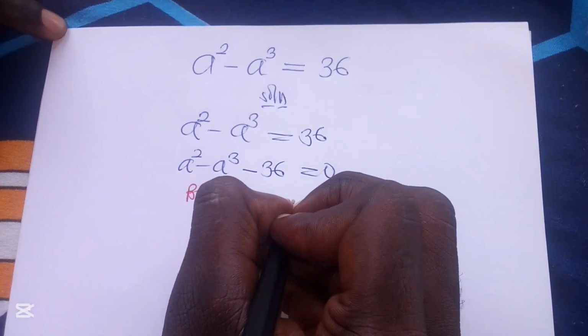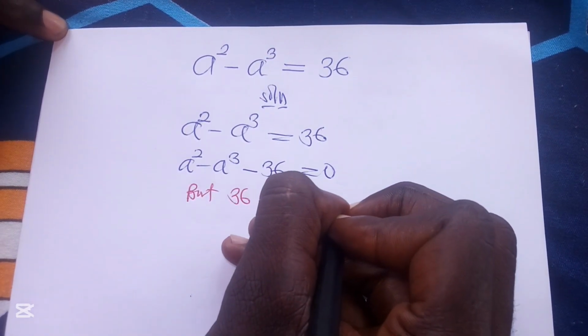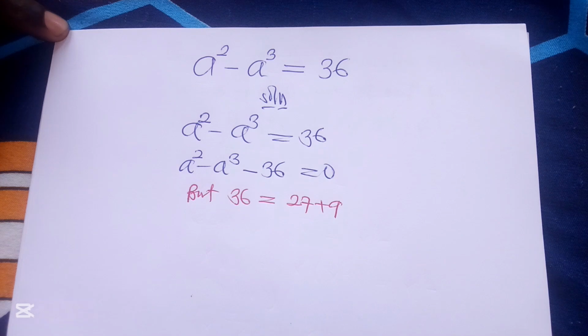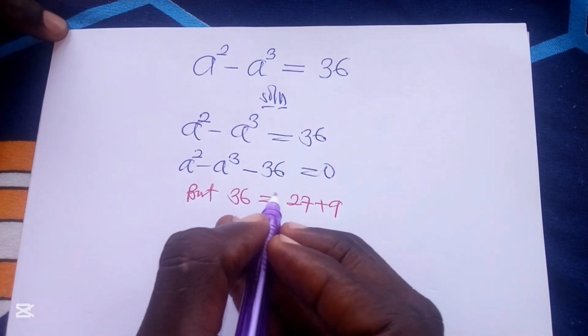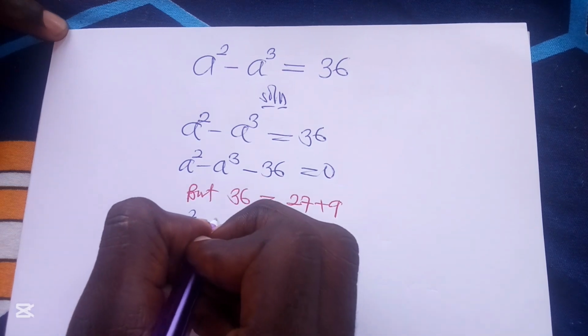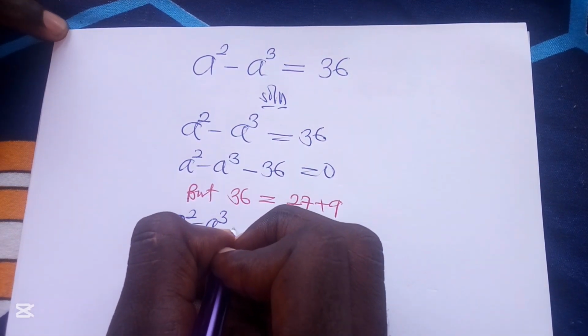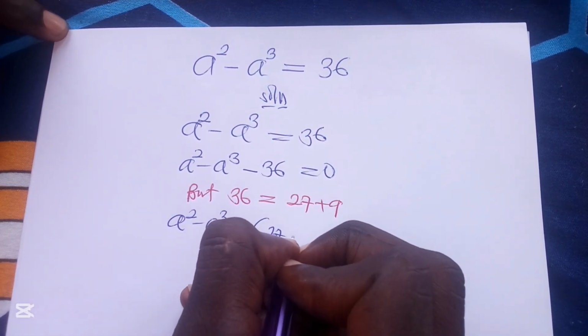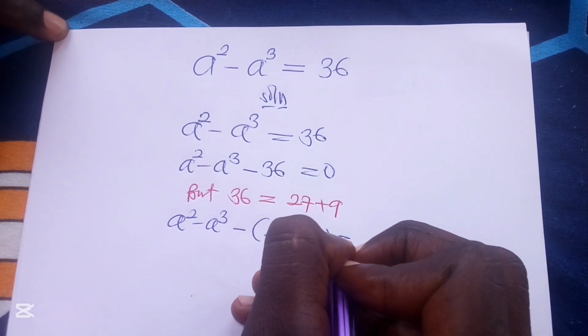36 can also be expressed as 27 plus 9. Then, instead of this 36, we use this one now. Then we say a raised to the power 2 minus a raised to the power 3 minus into 27 plus 9. Then everything becomes 0.